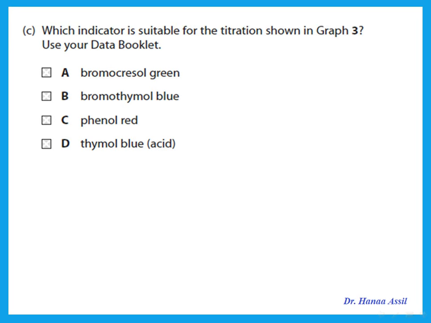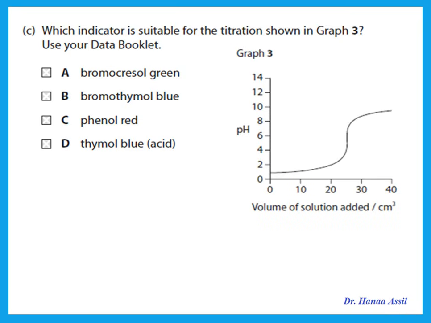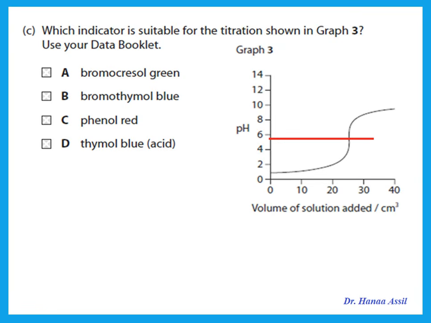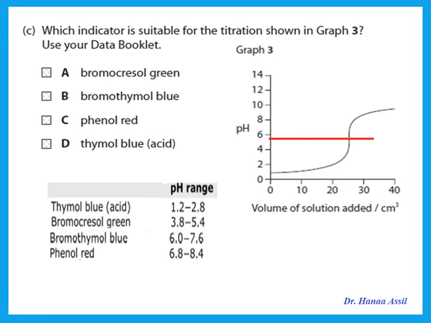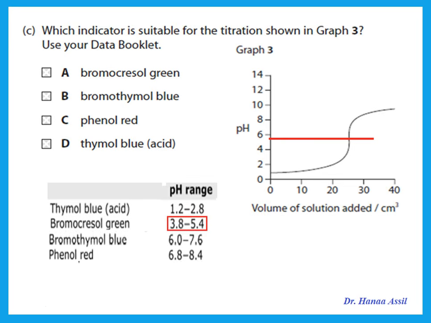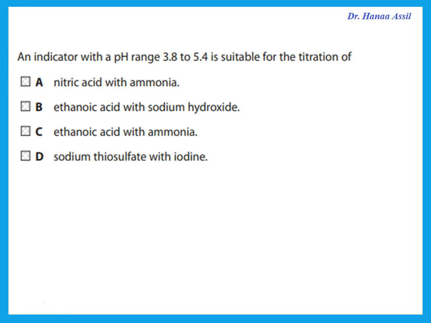Which indicator is suitable for the titration shown in graph 3? Well, this is graph 3, and we said the equivalence point is just below 6, maybe 5 point something. I look for which of these is suitable, and I find that bromocresol green is a suitable indicator.